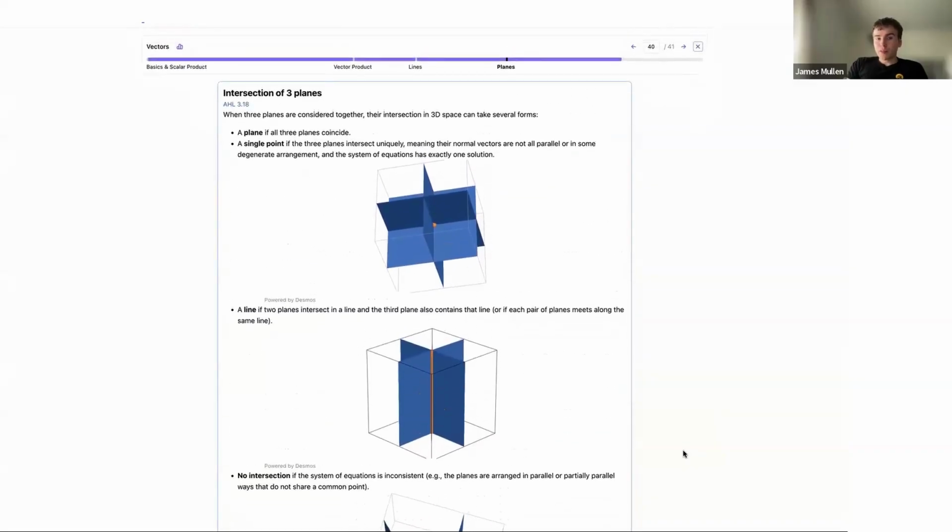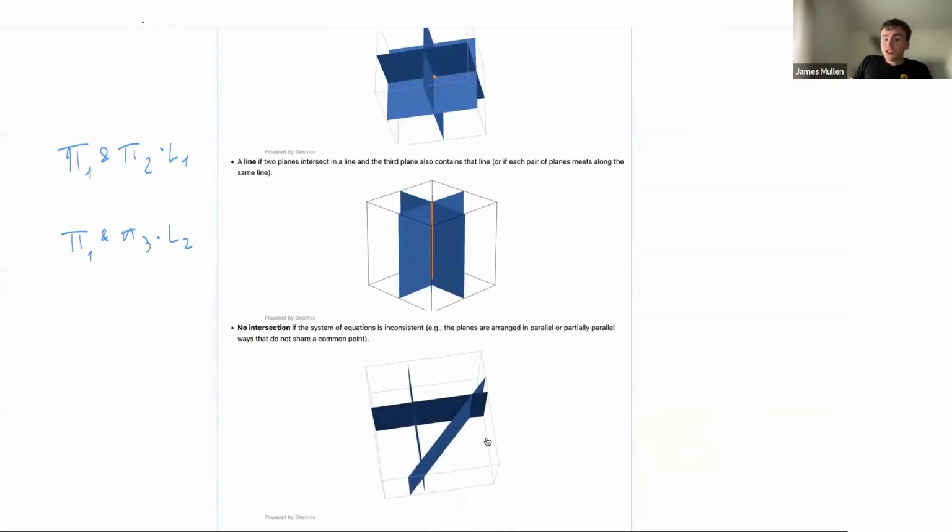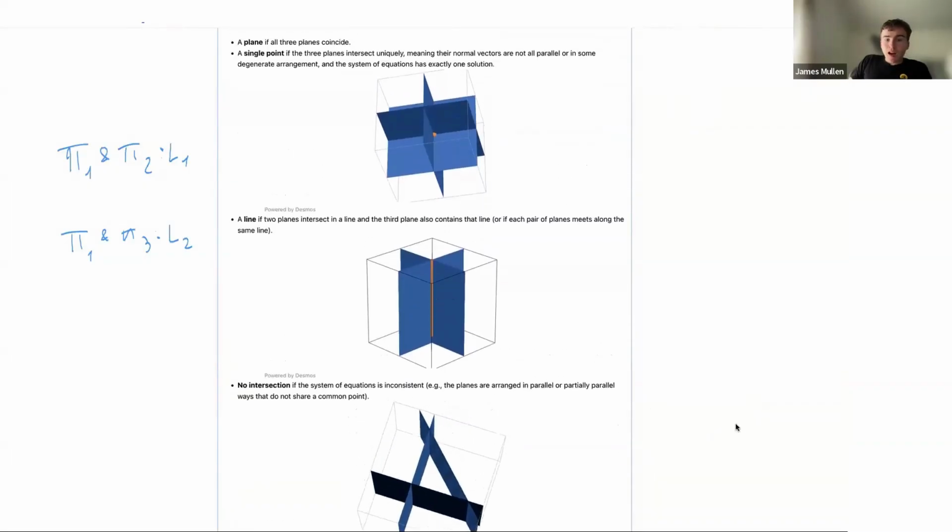Now, if you remember that the intersection of 2 planes is always a line, then if I have 3 planes, think about the intersection of pi 1 and pi 2. Let's say that that gives me L1, and the intersection of pi 1 and pi 3 gives me L2. Then those 2 lines, in general, can either be parallel lines. That's the case where the planes don't intersect anywhere. They can be skew. That would also mean they don't intersect anywhere.